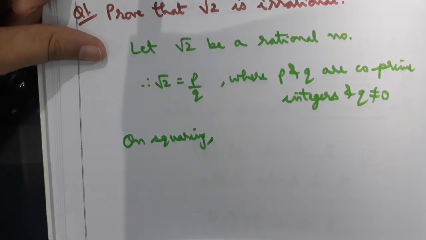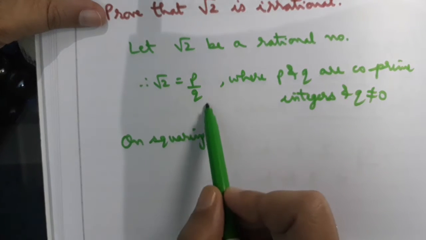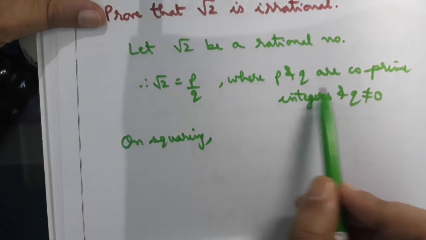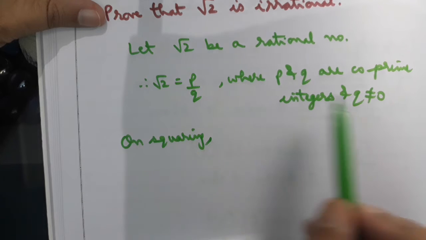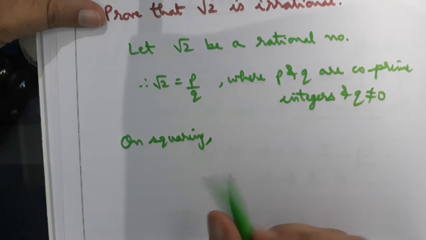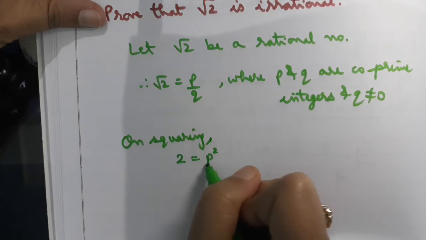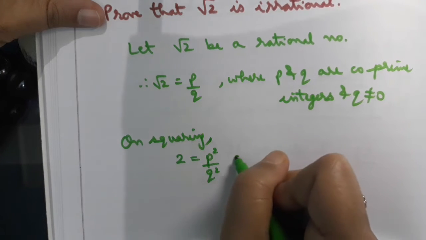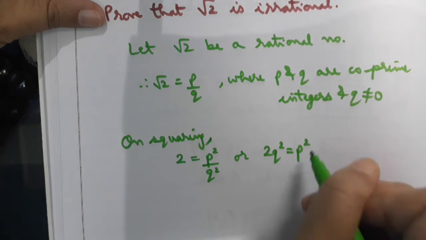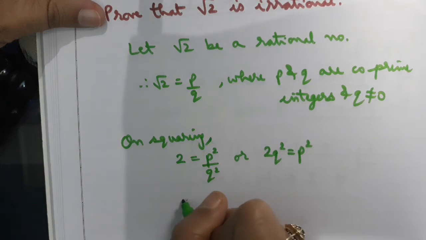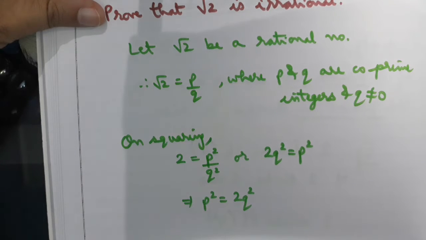Now let us continue with the proof. We had taken root 2 to be a rational number, so root 2 can be written in the form p by q, where p and q are co-prime integers and q is not equal to 0. Now we square both sides. So on squaring we obtain 2 is equal to p square upon q square, or we can write that 2q square is equal to p square, which can be written as p square is equal to 2q square.